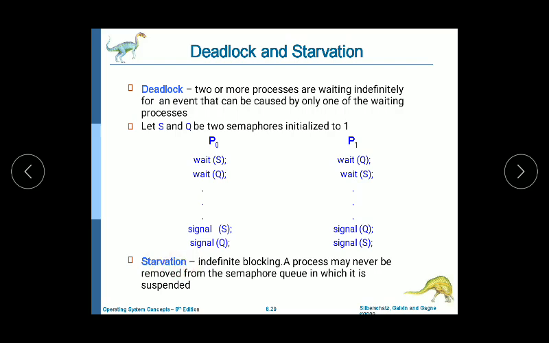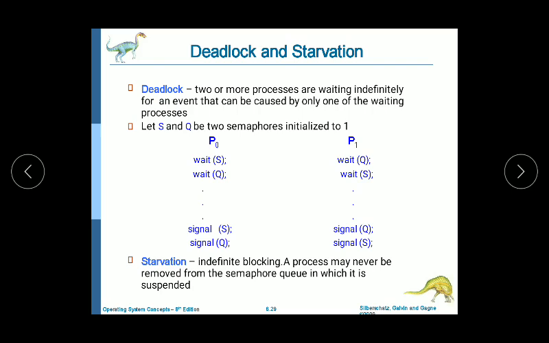Another one is starvation, also called indefinite blocking. It is a situation in which processes wait indefinitely within the semaphore. It may occur if we remove the processes from the list associated with the semaphore in last in, first out order. This is about deadlock and starvation.